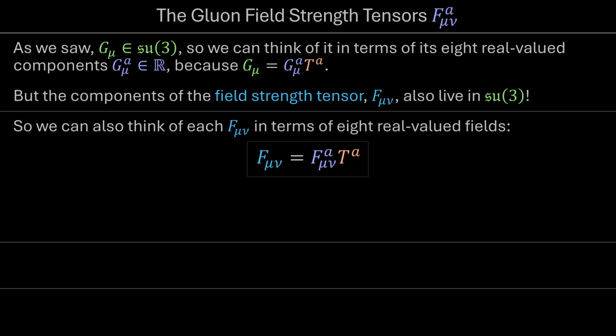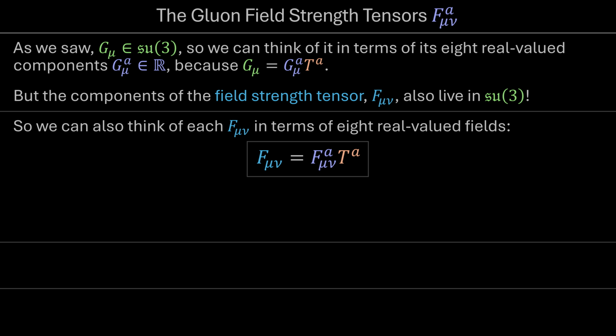So F mu nu can be written as F mu nu A times TA, where, same as before, TA are the tentacles of the octopus, that is the generators of SU3, and F mu nu A is the A-th real-valued number that goes with the A-th generator. And so it's exactly the same reasoning as before. When we saw that we could write G mu as G mu A TA, well, we can also write F mu nu as F mu nu A TA.